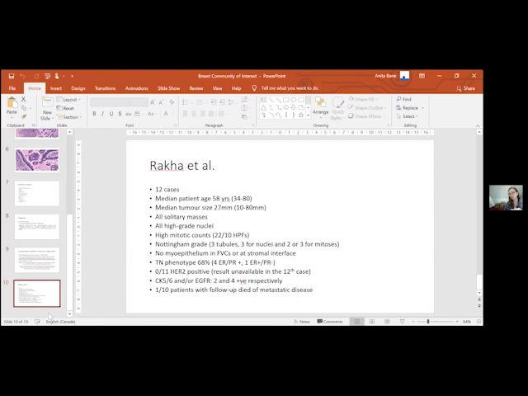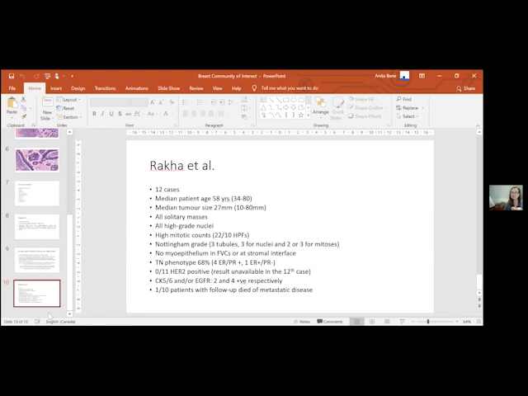If one were to use the Nottingham grading system, they would have been given 3 for tubules, 3 for nuclei, and then either a 2 or 3 for mitoses. None of the lesions that were in this paper had myoepithelium demonstrable either within the fibrovascular cores or at the stromal interface, and 68% of them had a triple negative phenotype. 4 were ER/PR positive, and 1 was ER positive, PR negative.